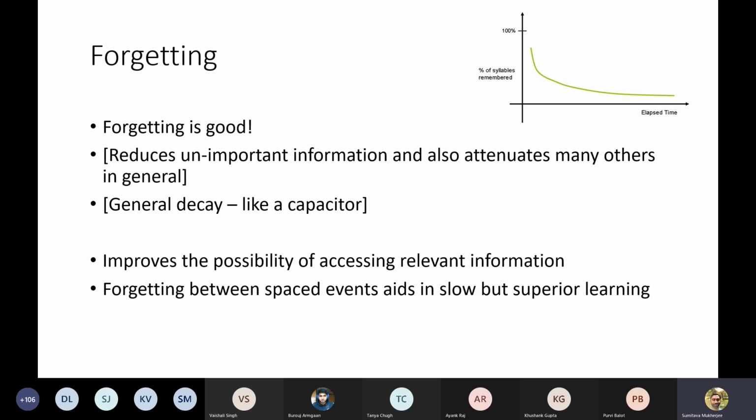Then we have to think what are peculiarities for why somebody is remembering and another person is not remembering, which is a little harder to do.